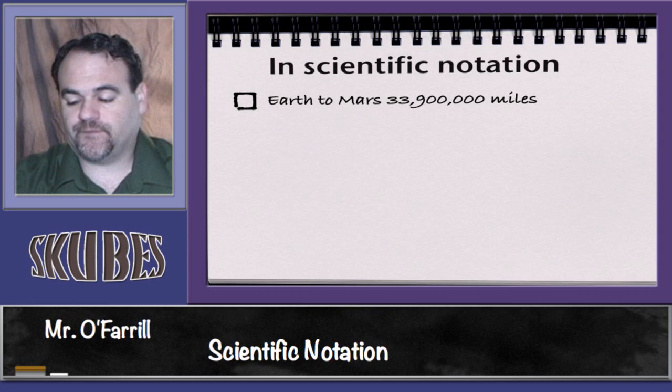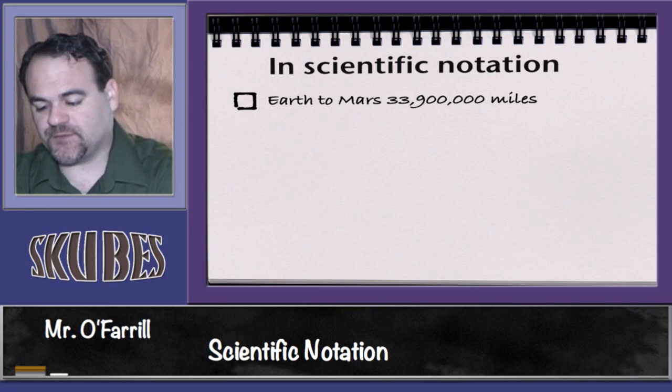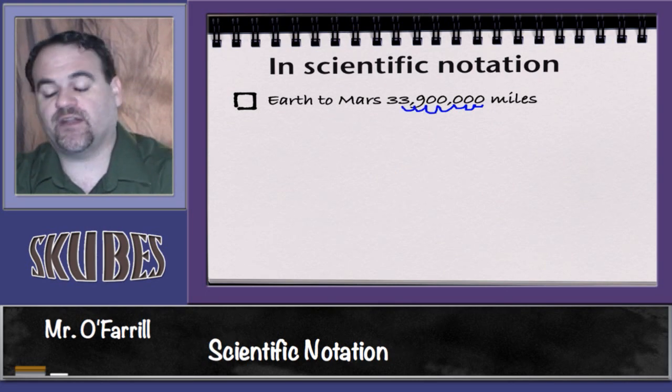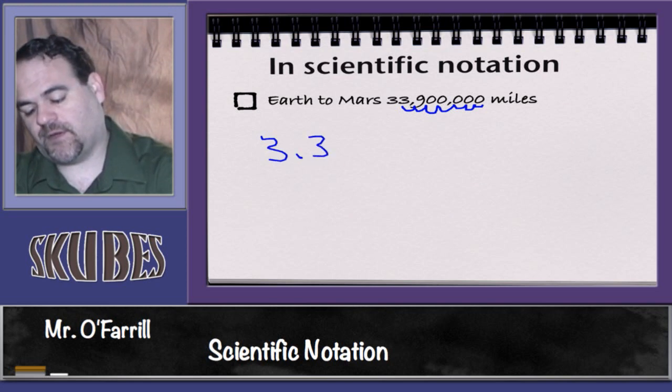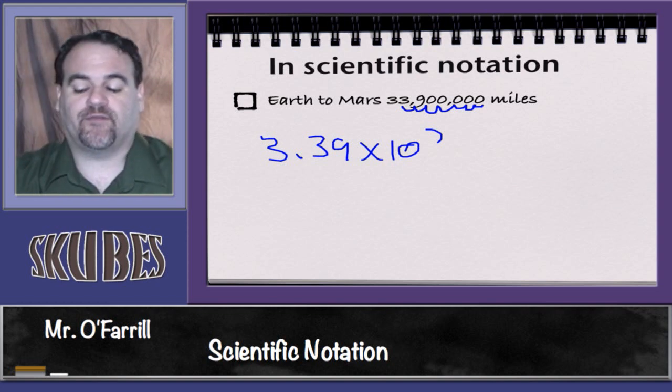Earth to Mars. Well, let's take a look. How many hops do we need to do? 1, 2, 3, 4, 5, 6, 7 hops. We're looking at 3.39 times 10 to the 7th power.